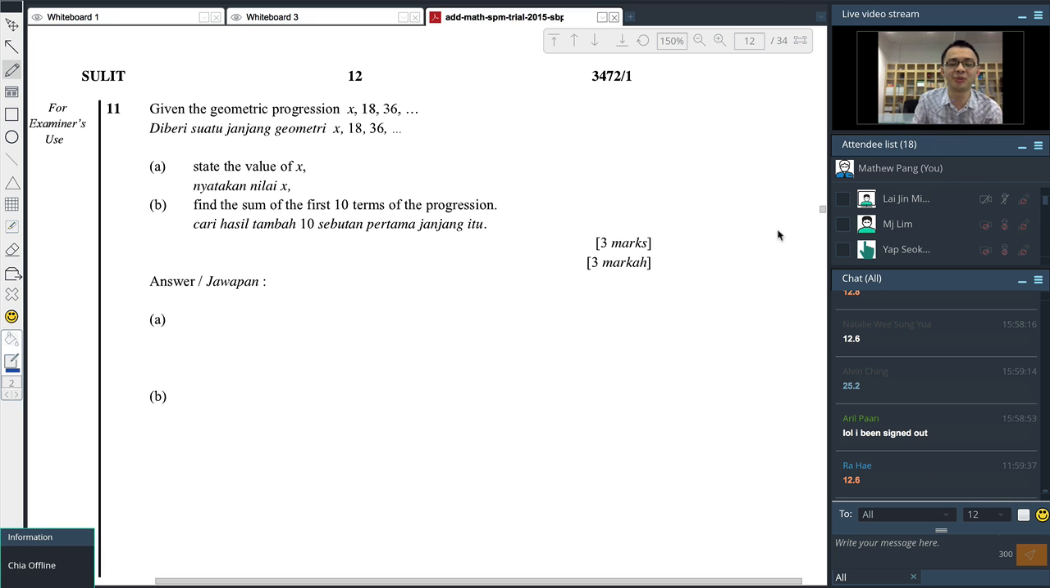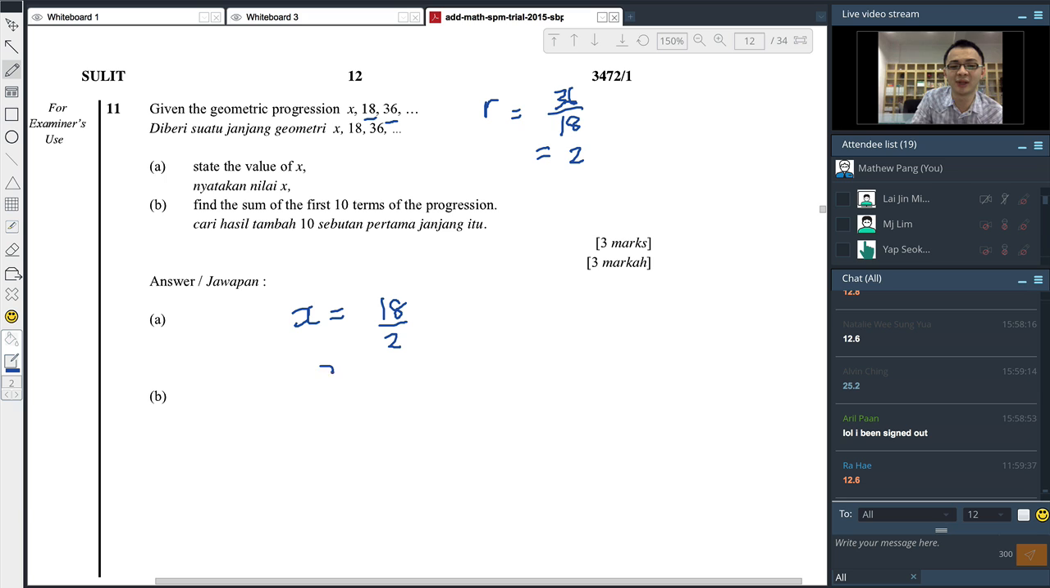Okay, this is geometric progression. Geometric progression, you should know how to find the R. Take the third term divided by second term, 36 over 18. R is 2. So I can get X easily. X equals to 18 divided by 2. X equals to 9. Alright.